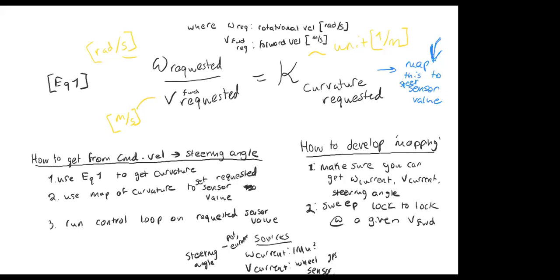Oh, I do notice: sweep lock to lock at a given forward velocity. I'm going to harp on this. Just make sure that you are always dividing by your real forward velocity, not whatever you specified, because if there's a difference there, that'll be important. You want to use all your actual values. Did I make that clearer? It wasn't that you weren't saying it, I just want to harp on that. Sure.